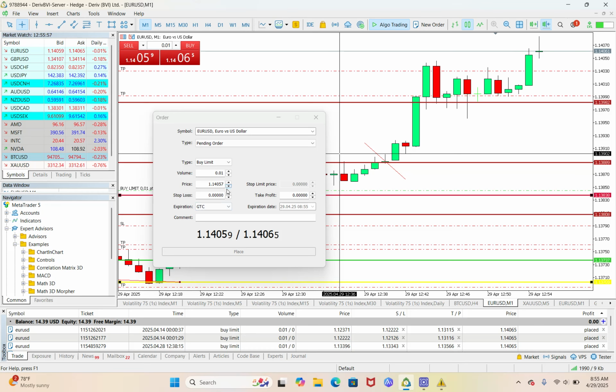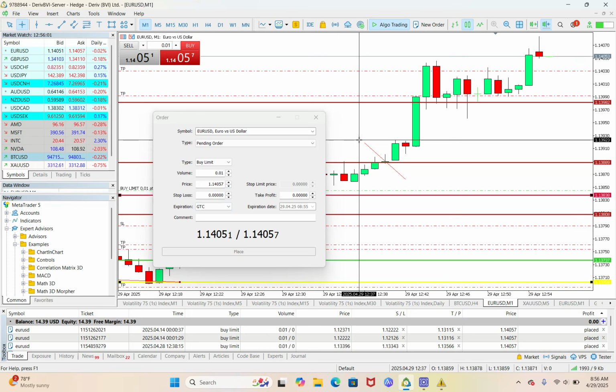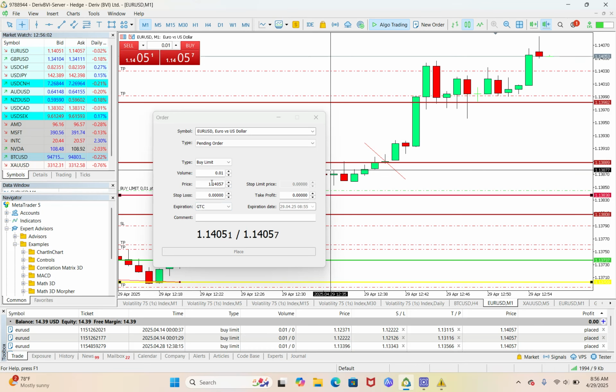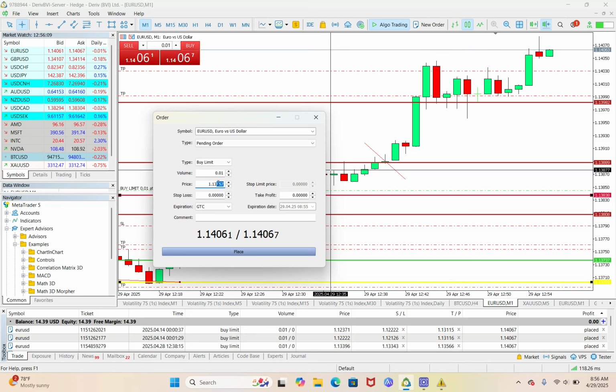13,933. With a stop loss 10 pip below this here, right here, which is 13,876.